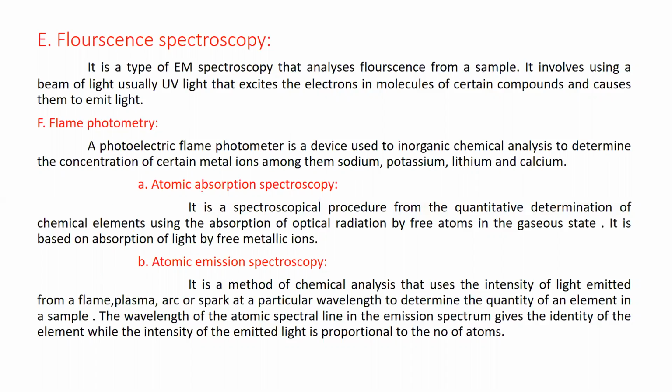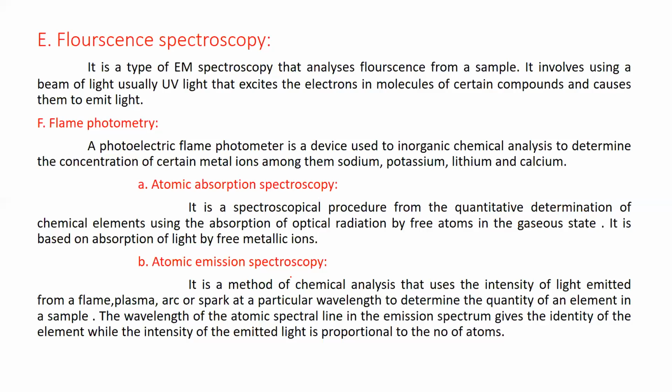So first, coming to atomic absorption spectroscopy, it is a spectroscopic procedure for the quantitative determination of chemical elements using the absorption of optical radiation by free atoms in the gaseous state. It is based on absorption of light by free metallic ions.